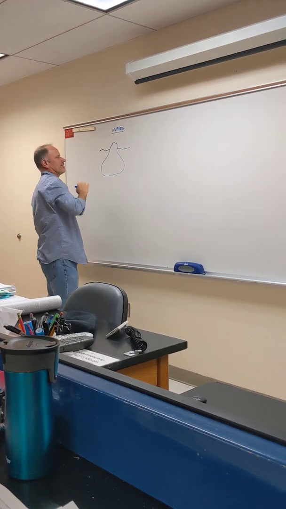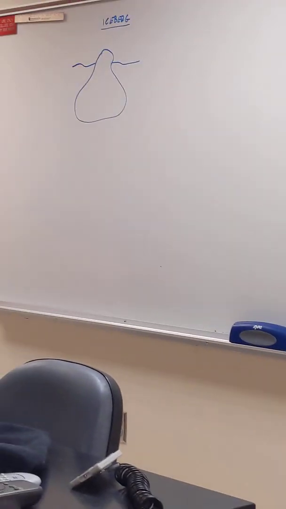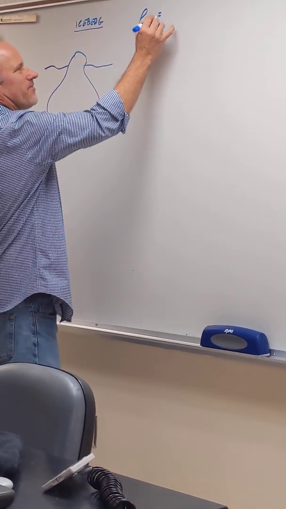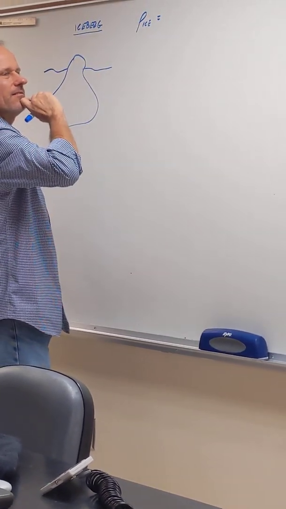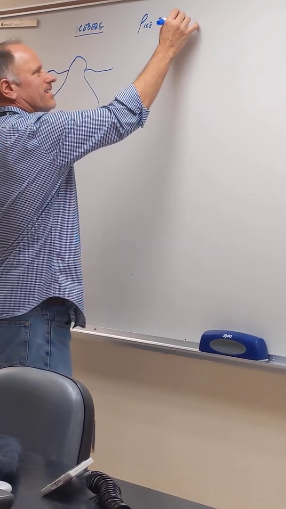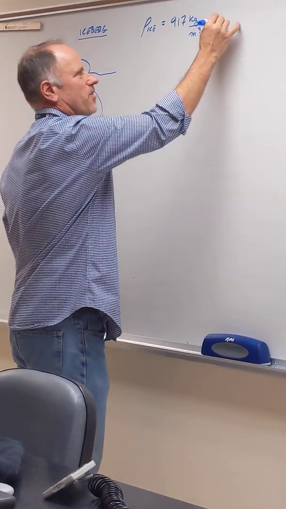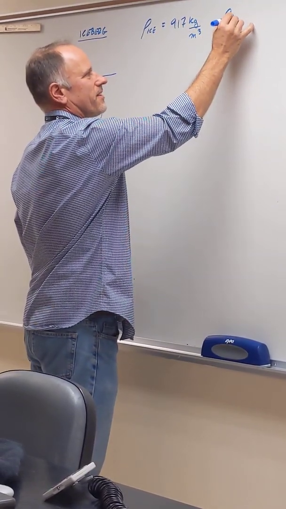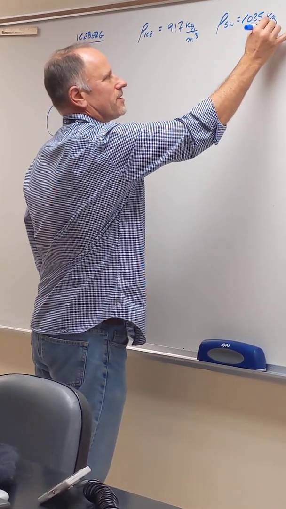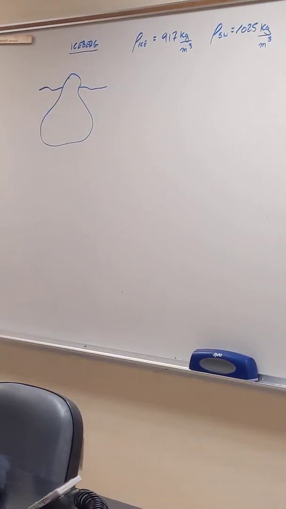Talking about icebergs, okay? So icebergs are made of ice. Very good. Well done. What's the rho of ice? No idea. 917 kilograms per meter cubed. And what's the rho of salt water? 1025 kilograms per meter cubed. You guys ready?